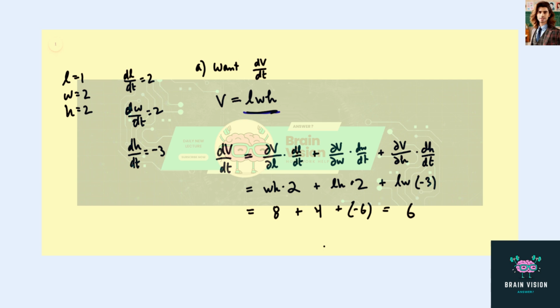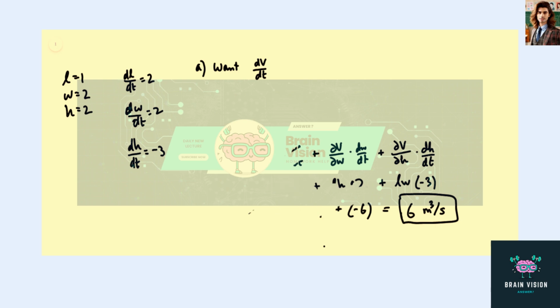And we should get our units correct, so everything is in meters and seconds. Volume is measured in cubic meters, of course. So 6 cubic meters per second, it's increasing at that rate. So that's the answer for part A. Okay, so for part B, we will do much the same thing. Let's erase this here. But this time, instead of volume, we want how quickly the surface area is changing.